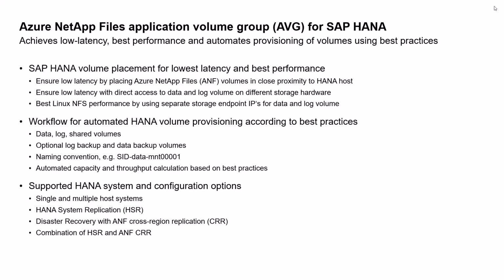With Application Volume Group, an application-specific provisioning workflow has been developed, which covers three main areas. It guarantees lowest latency and best performance. It highly simplifies the volume provisioning by configuring all required HANA volumes in a single step and by pre-configuring the volume capacity and throughput numbers using best practices. And it supports the main SAP HANA configuration options, including high availability and disaster recovery configurations.